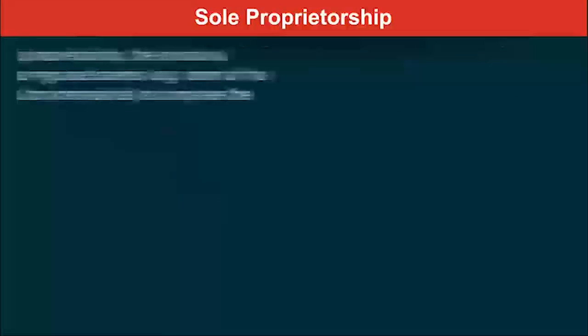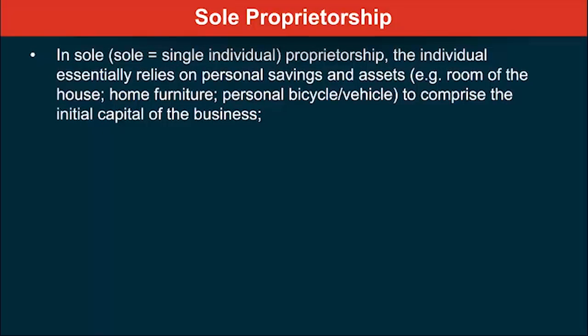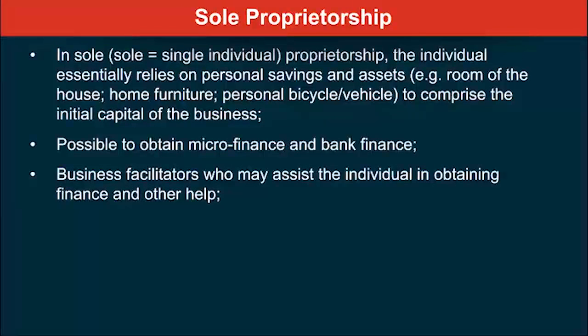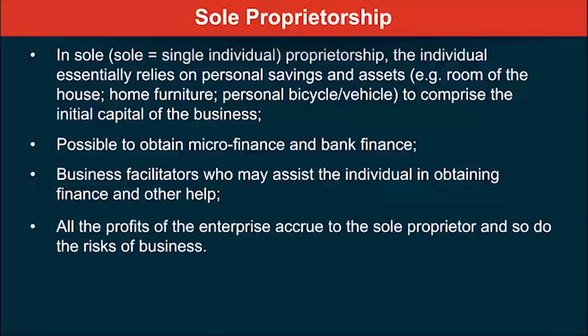Then another issue that he may be facing is he is relying on his own personal savings and assets for initial capital. You may be able to get bank finance, but it is unlikely. You may get microfinance, again unlikely. Business facilitators who may assist the individual in obtaining finance and other help are also there. Plus all the profits of the enterprise accrue to the sole proprietor. So that way you are more interested, because you are directly going to get all the money which you earn. When you get more return, it means that the risks are higher.